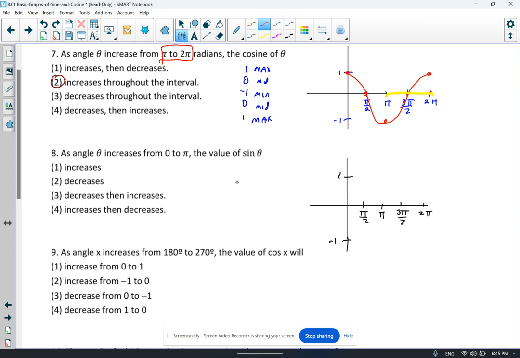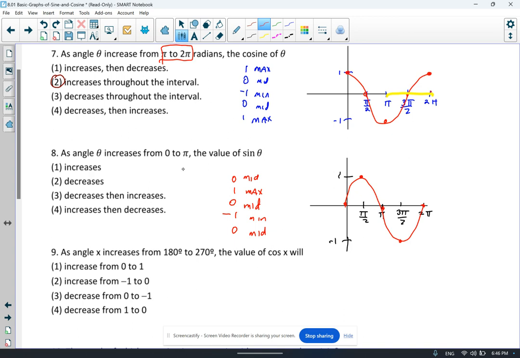So for cosine, when you unwrap the unit circle, let me erase. It's 1, 0, negative 1, 0, 1, or maximum, midline, minimum, midline, maximum. So the function's going to look like that.